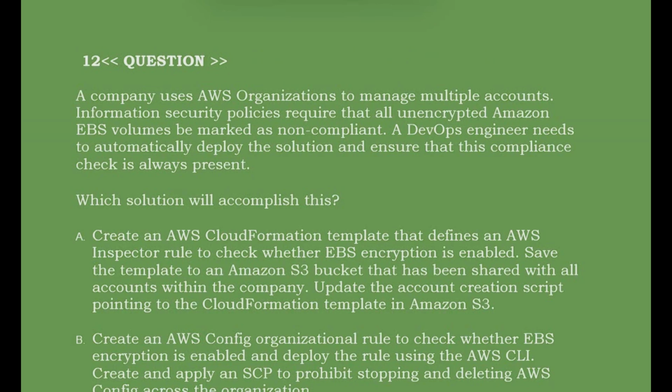Question is, a company uses AWS Organizations to manage multiple accounts. Information security policies require that all unencrypted Amazon EBS volumes be marked as non-compliant. A DevOps engineer needs to automatically deploy the solution and ensure that this compliance check is always present. Which solution will accomplish this?